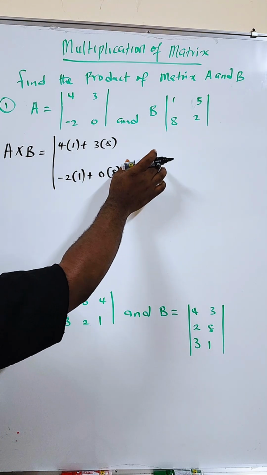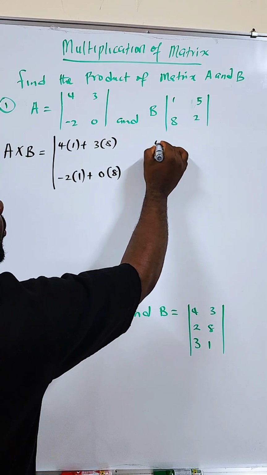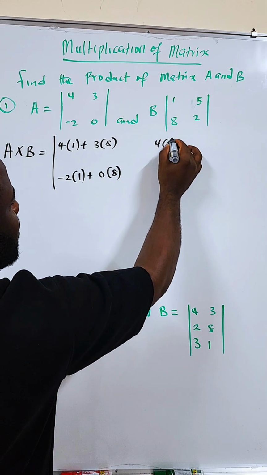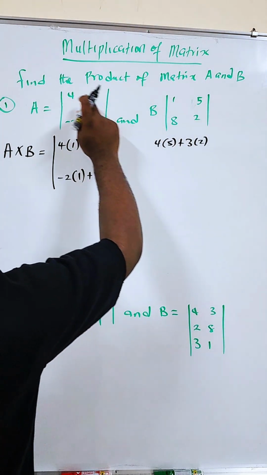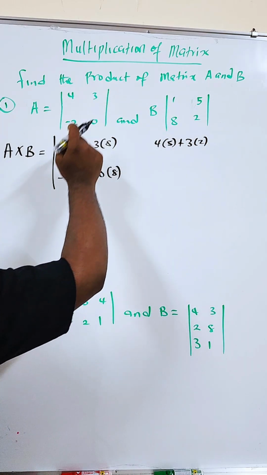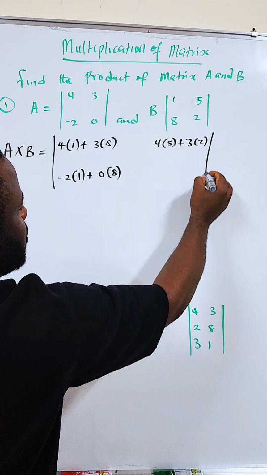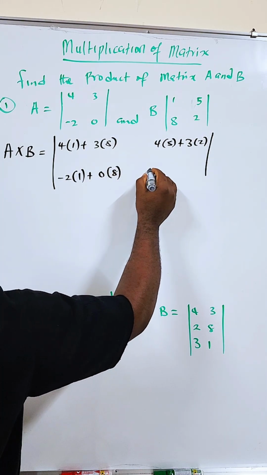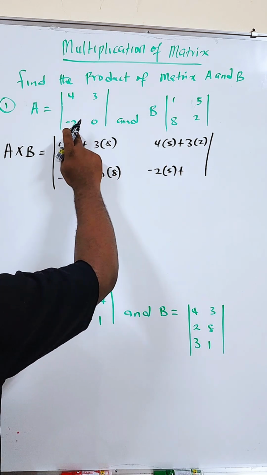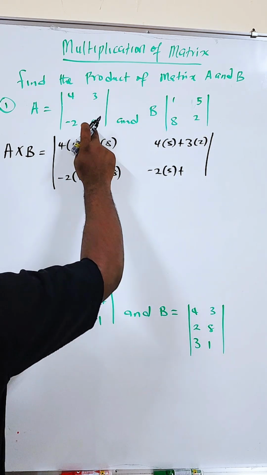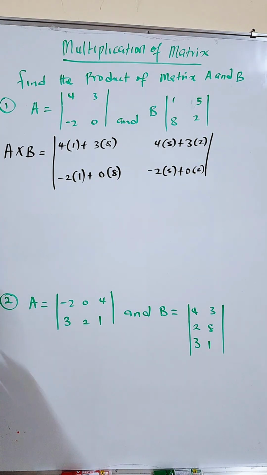Let's go to the second column. For the second column, we have 4 by 5 plus 3 by 2. So 4 multiplied by 5, then you sum it with the product of 3 and 2. Then we also go negative 2 multiplied by 5, then plus 0 multiplied by 2. And that's how to find their product.